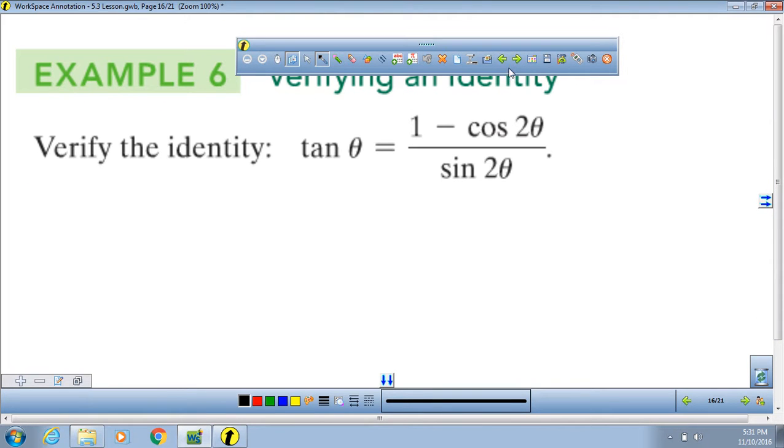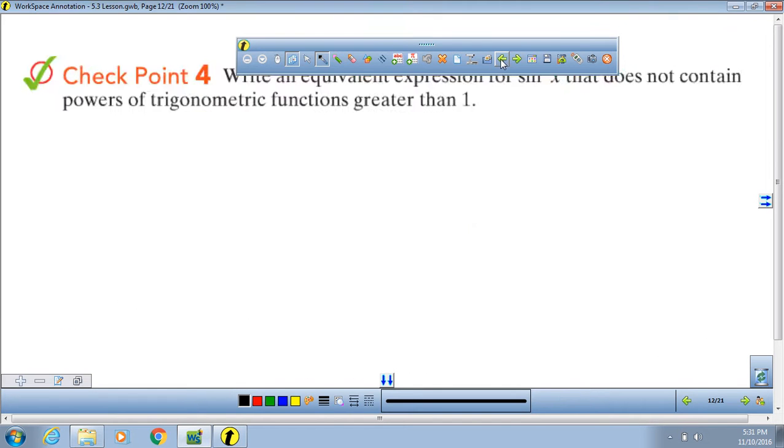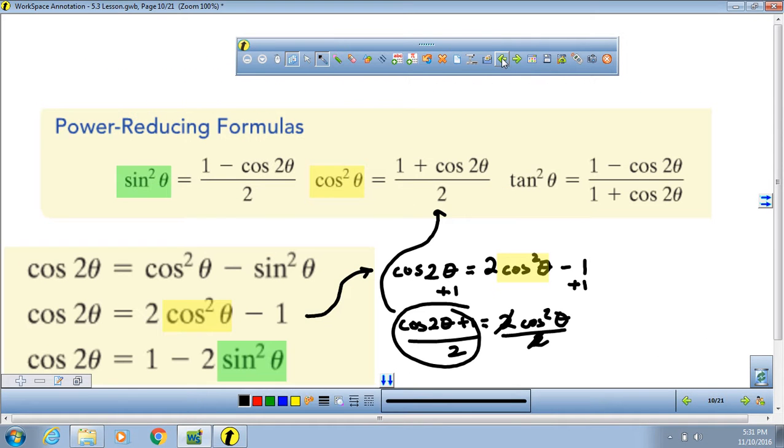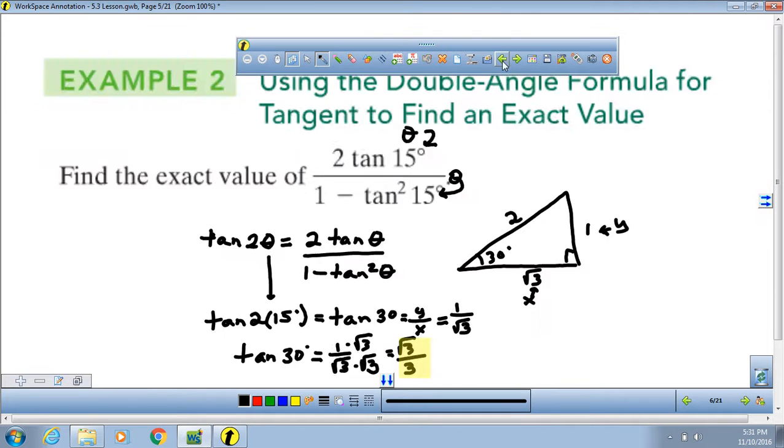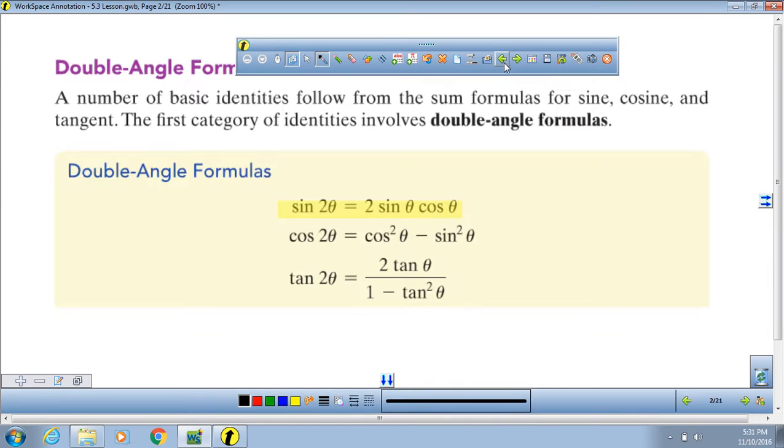Next problem. Verify the identity. We need to verify this identity, so I'm trying to make sure that this is equal to tangent of theta, using the formulas for cosine of 2 theta and sine of 2 theta. Let me bring them over here to this slide. Cosine of 2 theta and sine of 2 theta, which are the original formulas.